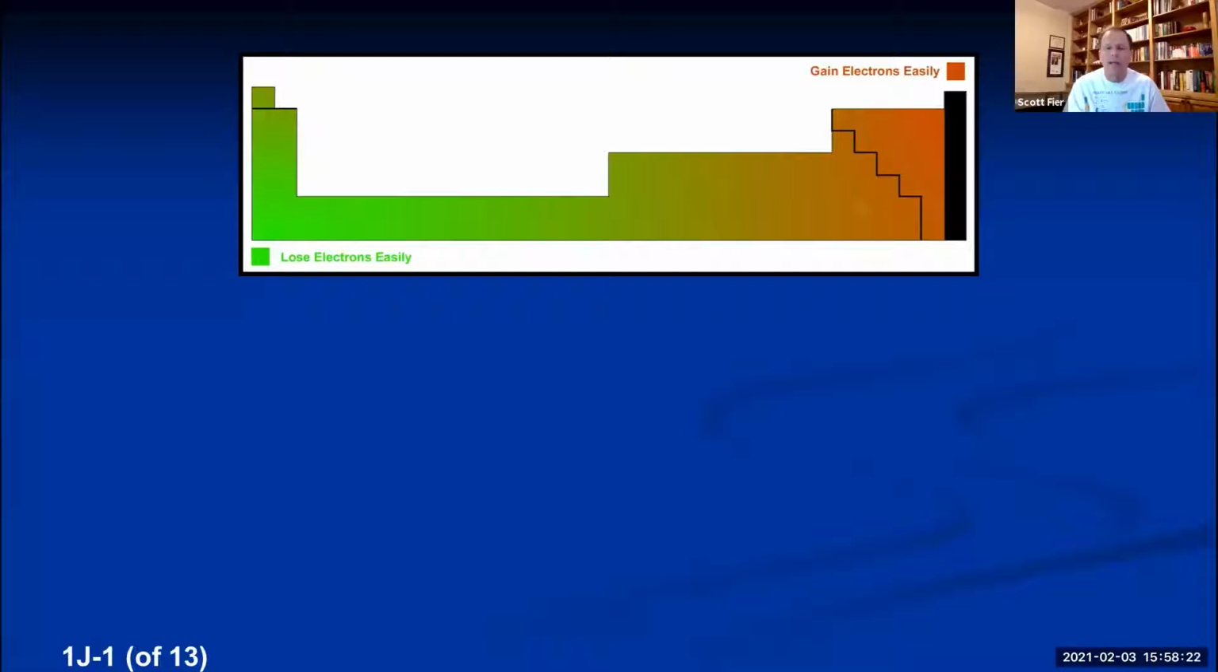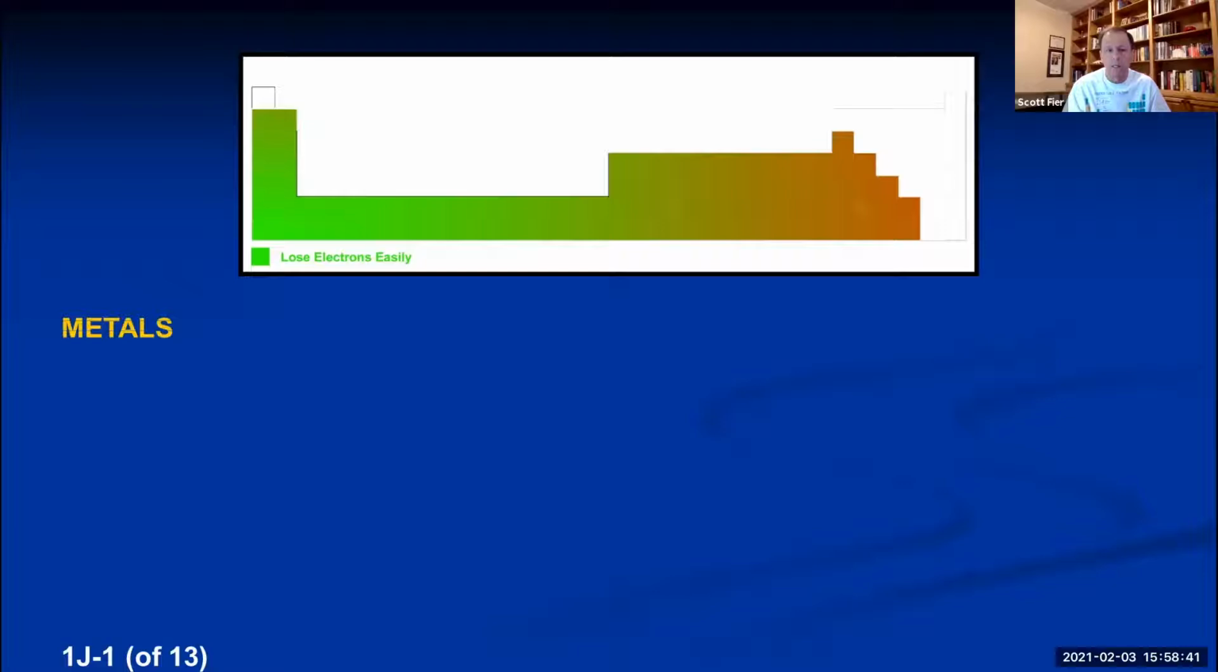So we therefore break elements into two categories. They're called metals and nonmetals. And it's for the reason you see right here. The elements that lose electrons easily, we call metals. If the elements gain electrons easily, they're called nonmetals, okay? So let's focus in first on the elements that lose electrons easily, which are the metals.